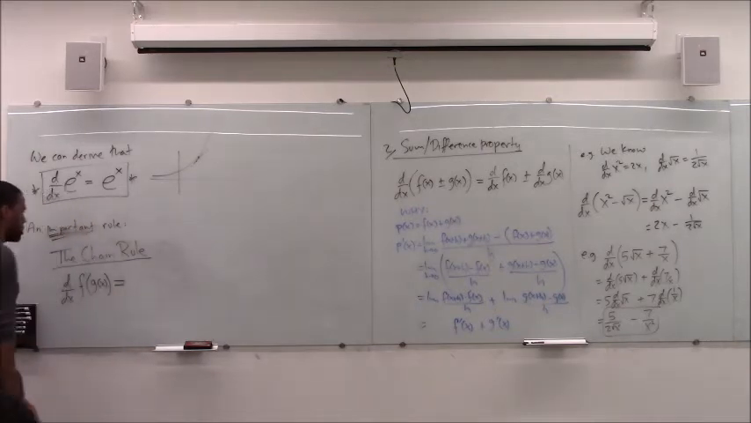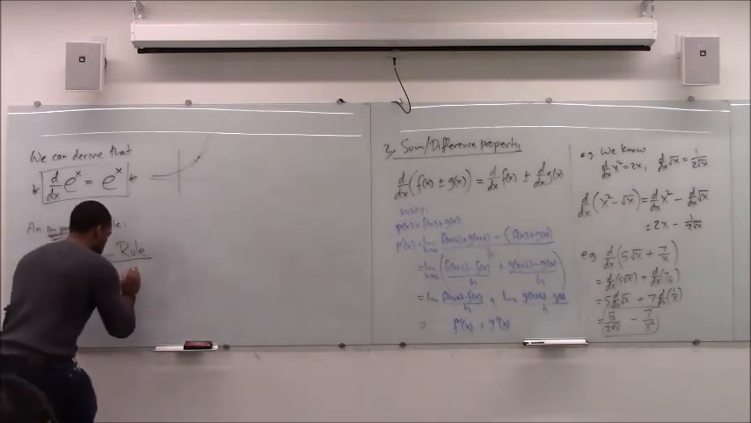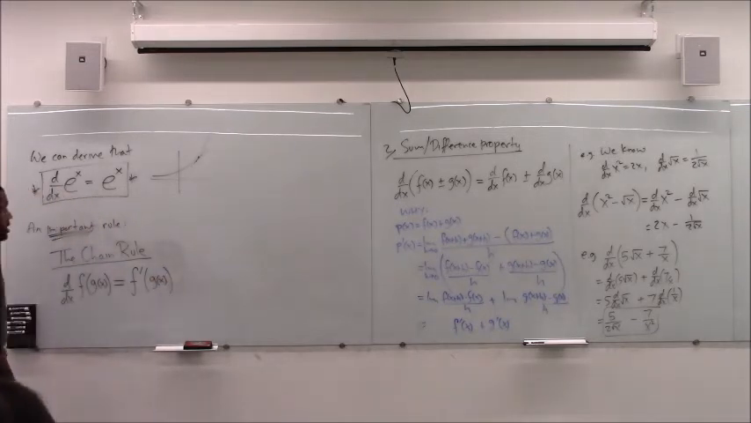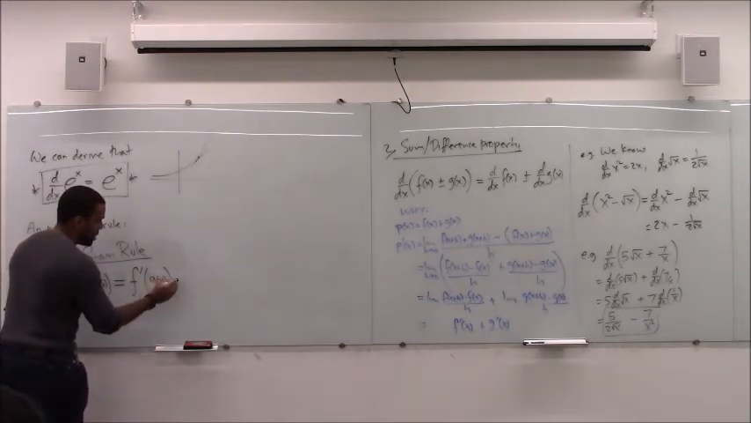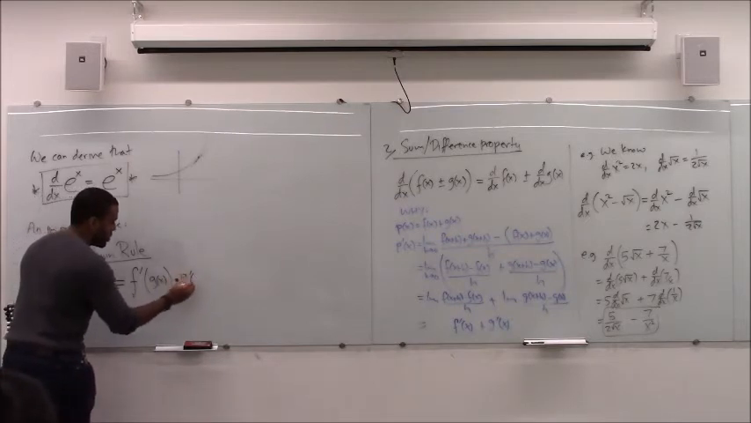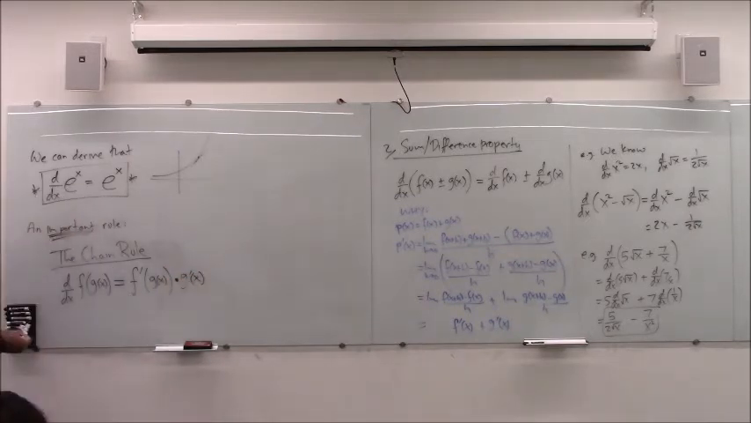Now, here's what the rule says. It says you're going to differentiate the outside function first. Leave the inside function alone. And then you're going to multiply by the derivative of the inside function. So this is the chain rule.